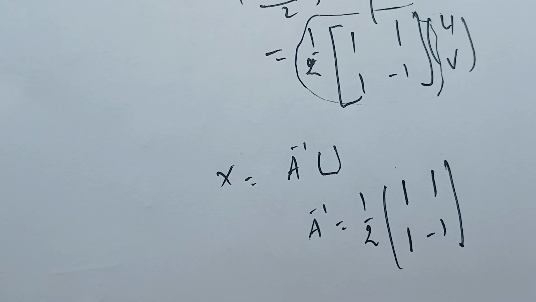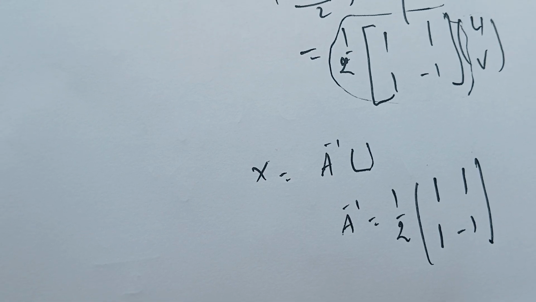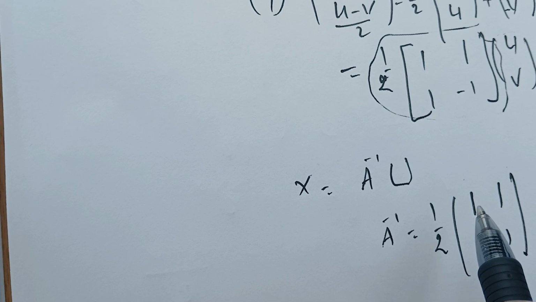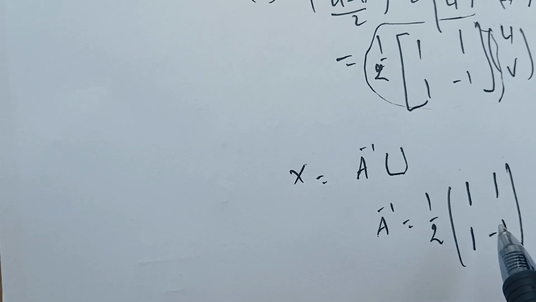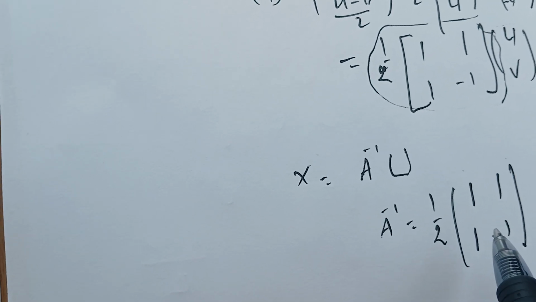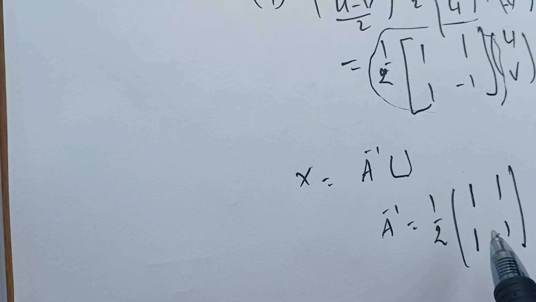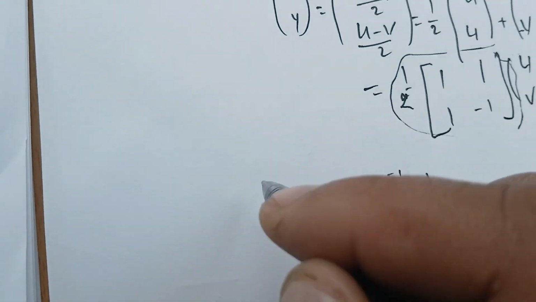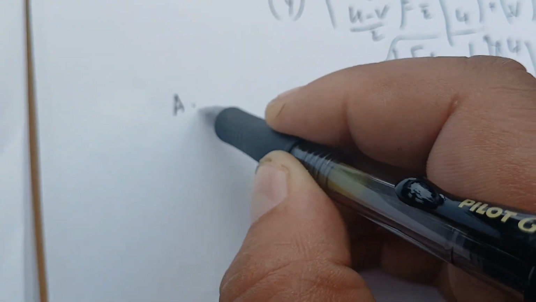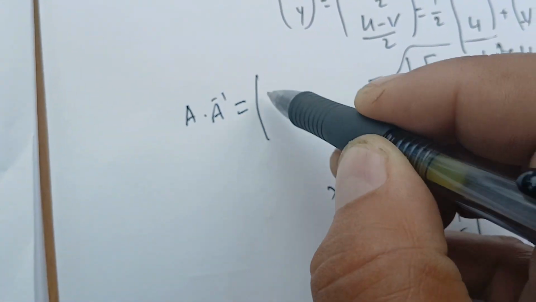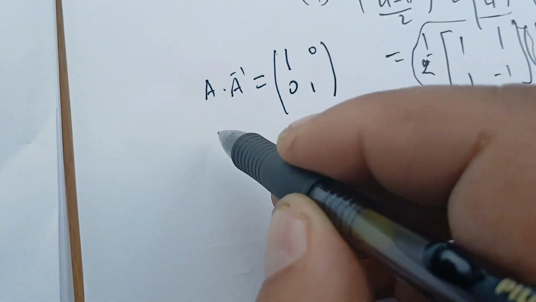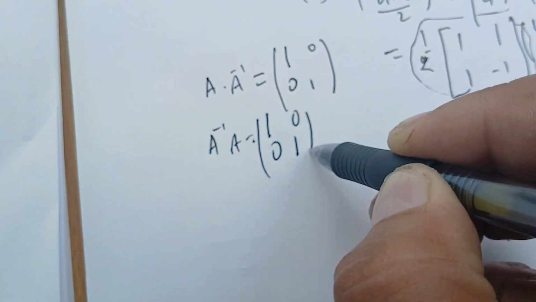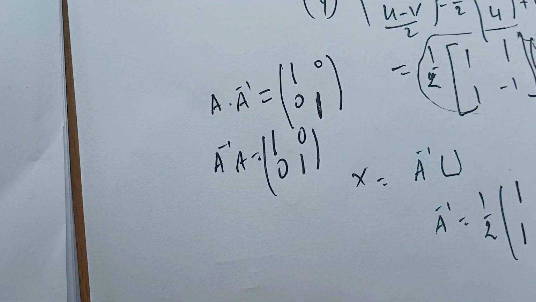Okay, so it looks like the inverse is 1/2 the original matrix. Is that a contradiction? Okay, so to make sure that we get the right one, we have to check that A times A inverse is 1, 0, 0, 1, and A inverse times A is 1, 0, 0, 1.